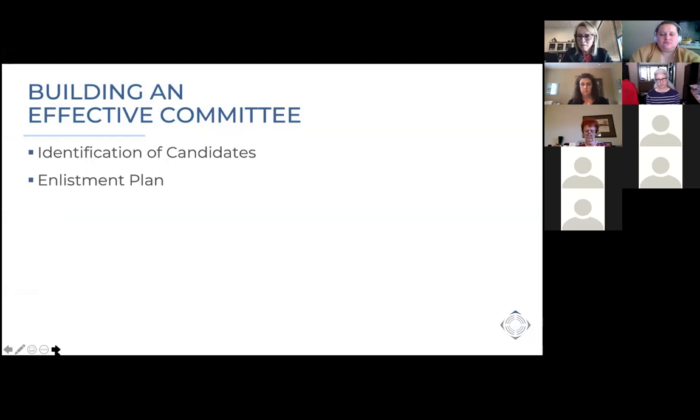And it sounds very simple, but I'll give you an example of how this goes rogue. So you do need an enlistment plan for how you're going to ask them to actually participate. There's got to be some training and orientation. And this is another, I think, common challenge with boards in general, as well as committees.